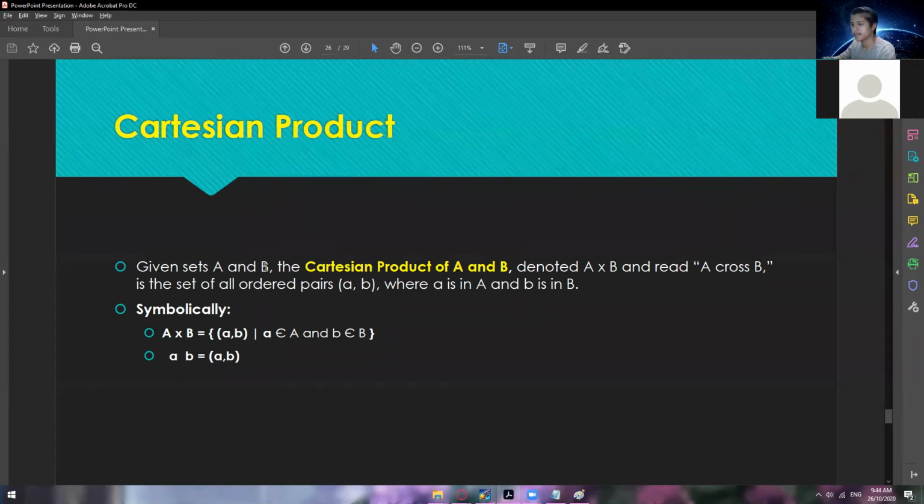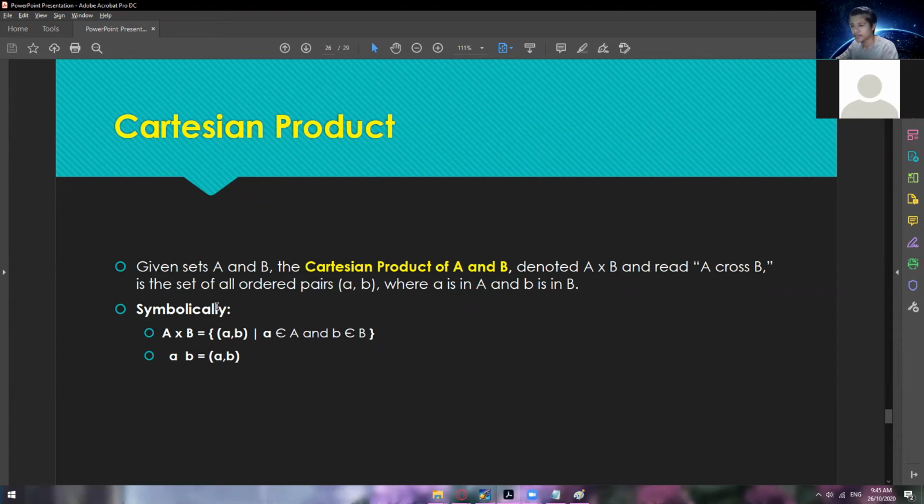Okay, so given sets A and B, the Cartesian product of A and B, denoted A times B, and read as A cross B, is the set of all ordered pairs (a, b), where a is in A and then b is in B. So kapag sinabi natin A times B, kukunin lang natin lahat ng elements or ordered pairs ng set A. The same with letter B, kukunin lang din natin lahat ng ordered pairs ng set B. And then all we have to do is multiply. So kapag may multiply kayo, same lang siya ng normal mathematics. So papakita ko sa inyo kung paano mamaya.